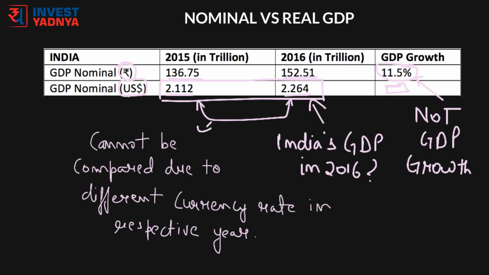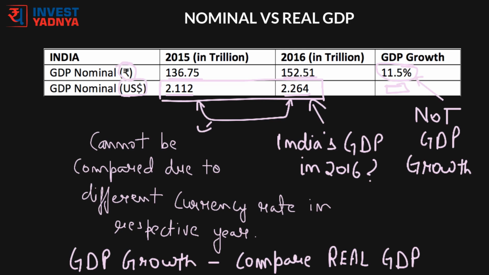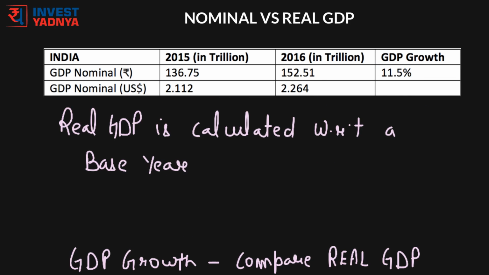Therefore, whenever growth of GDP is mentioned, it is mentioned by comparing the real GDP of 2 years, because to calculate real GDP, a base year is chosen and then values from that year forward will be considered to determine the actual growth in GDP after adjusting for inflation.